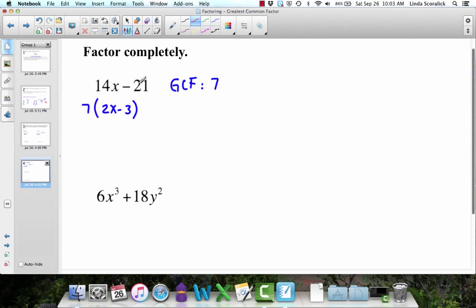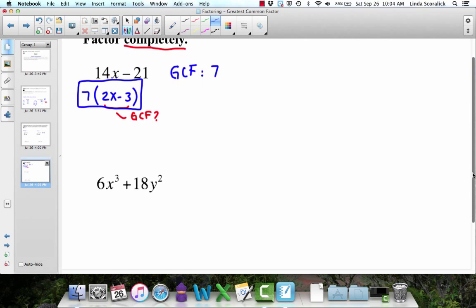The directions say to factor completely. So what it's important to do here is to look at what's inside the parentheses and ask yourself, is there still a greatest common factor there? The only common factor that the numbers 2 and 3 share is 1, so there's no more common factor that we can take out. They also don't both have the same letter. So that leads us to believe that this is the completely factored form.